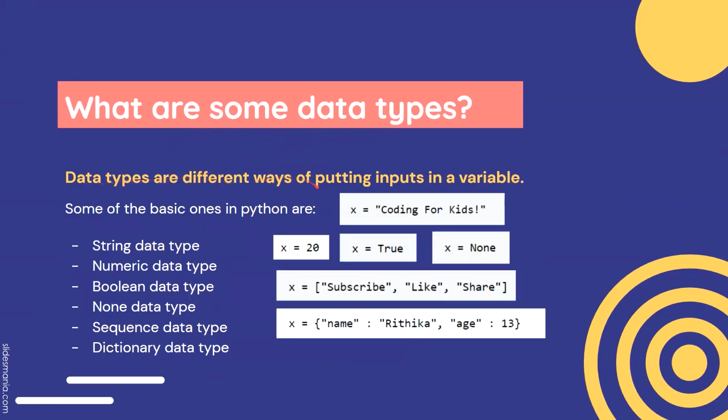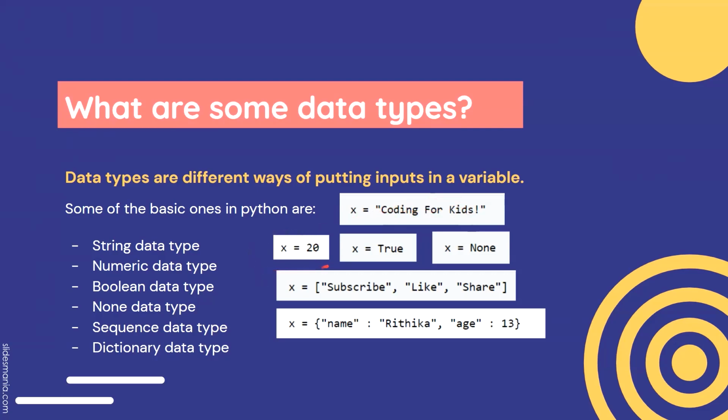Now, what are some data types? Data types are different ways of putting inputs in a variable. The value in your variable is not always going to be the same. So here are some basic ones. There are many more, but these are the ones you'll see most frequently. First, you have your string data type, which uses regular quotation marks. You always need to put whatever message you're putting in quotation marks to indicate that it is a string. Whatever you put inside the two quotation marks is a string.